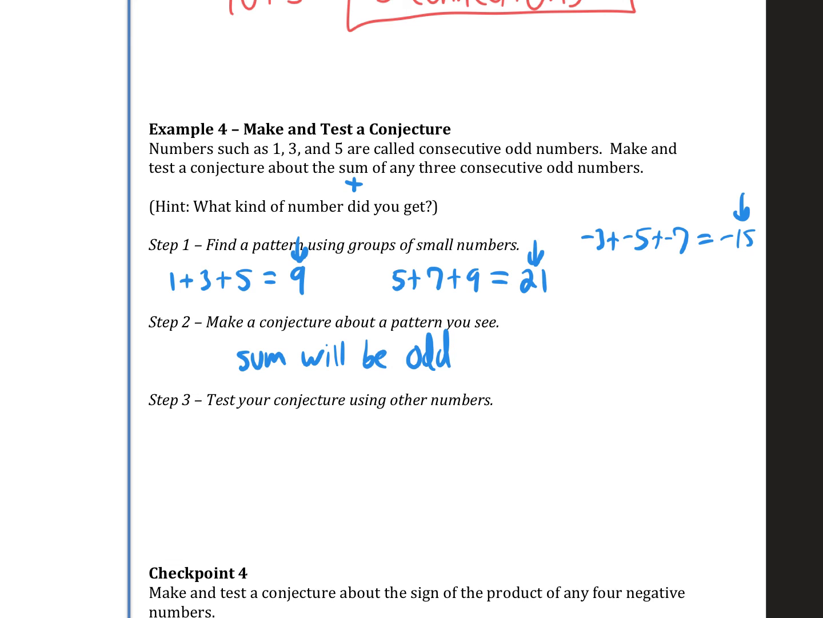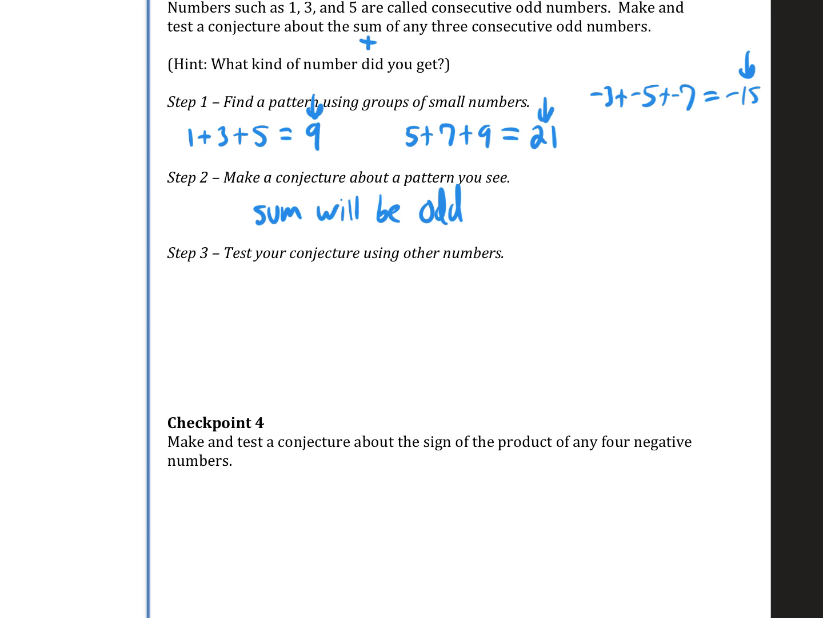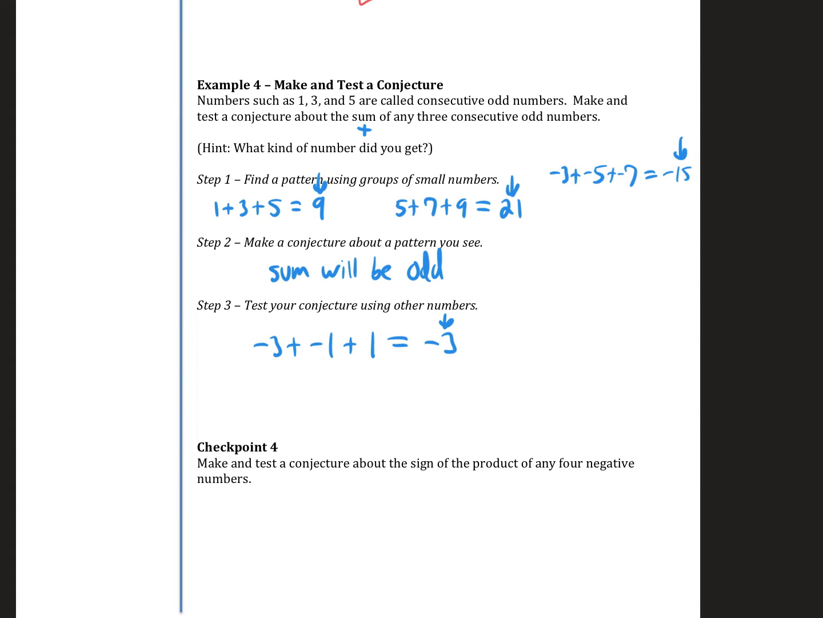Let's test one more time here. We're going to test around 0. Let's do negative 3 plus negative 1 plus 1. That's kind of including negative and positive numbers. Let's see how that works. What's negative 3 plus negative 1? That's negative 4. Negative 4 plus 1 is negative 3. So this is an odd number still. So it looks like our rule does work. Okay? So these are odd numbers.